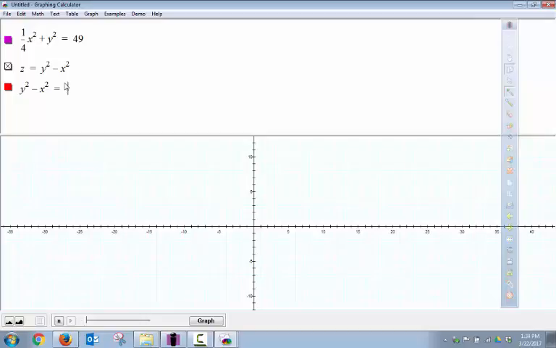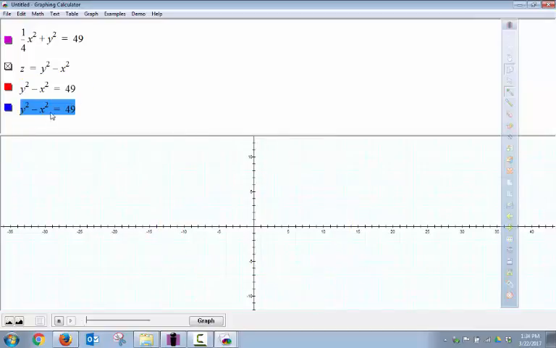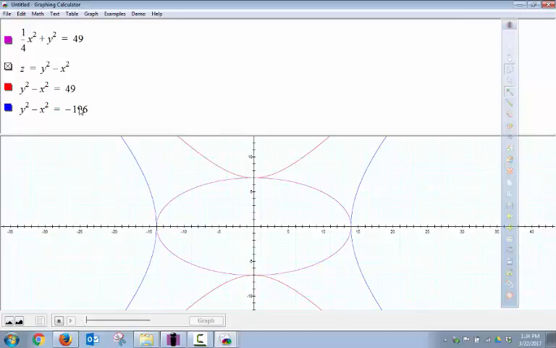What were some of the heights that we found? 49? And negative 196. So this graph, y squared minus x squared equal to 49, is a hyperbola that's going to be kissing at that point 0, 7. Right? At 0, 7, that's one of the important points that we found. And then if we find the other graph, what is it? Negative 196. And here's your other hyperbola that's kissing on this side.